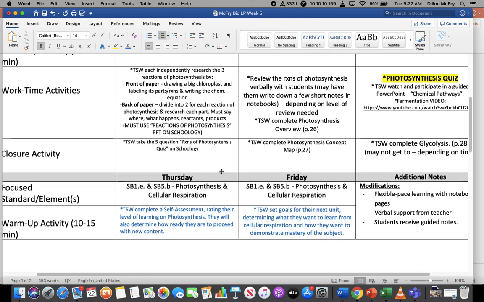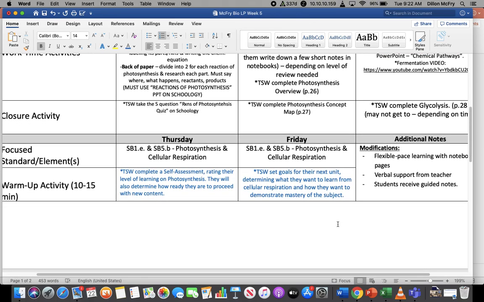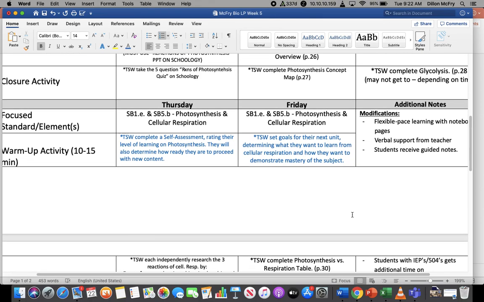We also have student goal setting on Friday. We move on here, the warm-up activity: students will set goals for the next unit. So not only for cellular respiration, which we're starting now, but also for what's coming next, which most likely will end up being protein synthesis and probably getting into some genetics and cell division. Students need to determine what they want to learn from cellular respiration and our next few units, and how they want to demonstrate mastery of the subject.